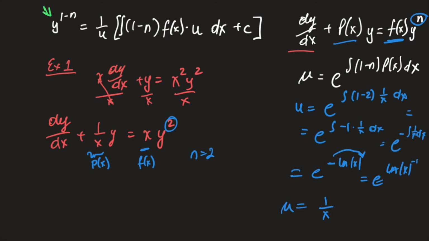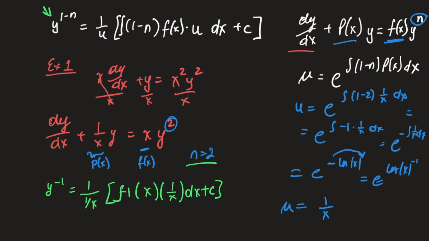So now I'm going to go back to this formula and start plugging everything in. y to the 1 minus n is simply y to the negative first power, because n is 2, so 1 minus 2 is negative 1, is equal to 1 over u, and u is 1 over x. We will simplify that momentarily. Times 1 minus n again, which is negative 1, times f of x, which is x, times u, which is 1 over x, dx plus c.